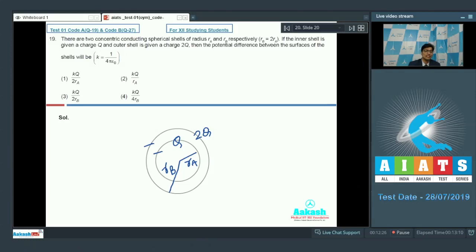Now dear students, since inside a shell the region is equipotential, therefore due to the outer shell, the potential at the inner shell and the surface of the outer shell would remain the same. Therefore the potential difference would be only due to the inner shell. We can write it as: the potential difference would be equal to KQ by Ra minus KQ by Rb.